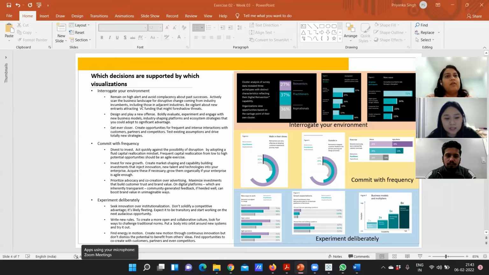And then the next decision is experiment deliberately. From this, we got it from the three figures on the right side. We see the business models and multiplier chart, and then the expectation as well. And from this decision, we seek innovation over institutionalization, and we don't solidify a competitive advantage. So going to the next slide.